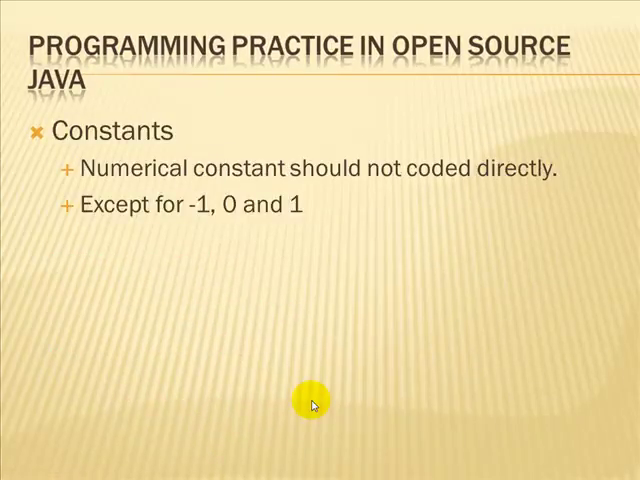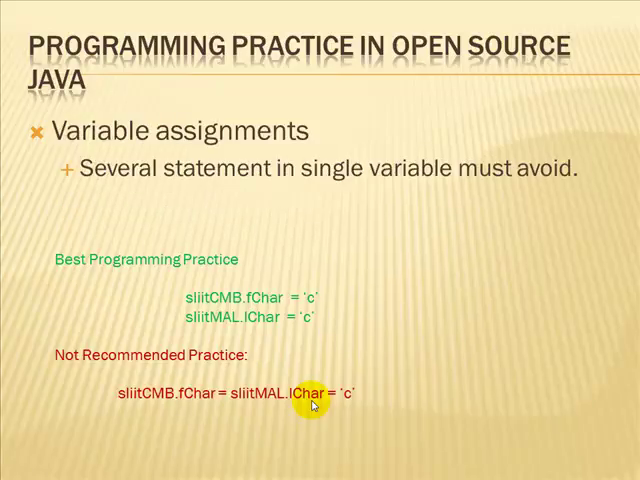The other point is constants. Numeric constants should not be coded directly except for -1, 0, and 1, which can appear in a for loop as a counter value. So the other practice is about variable assignment.